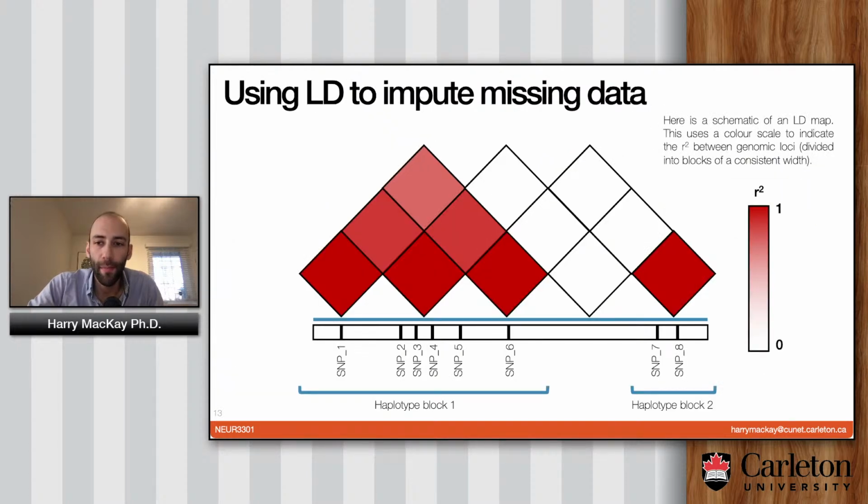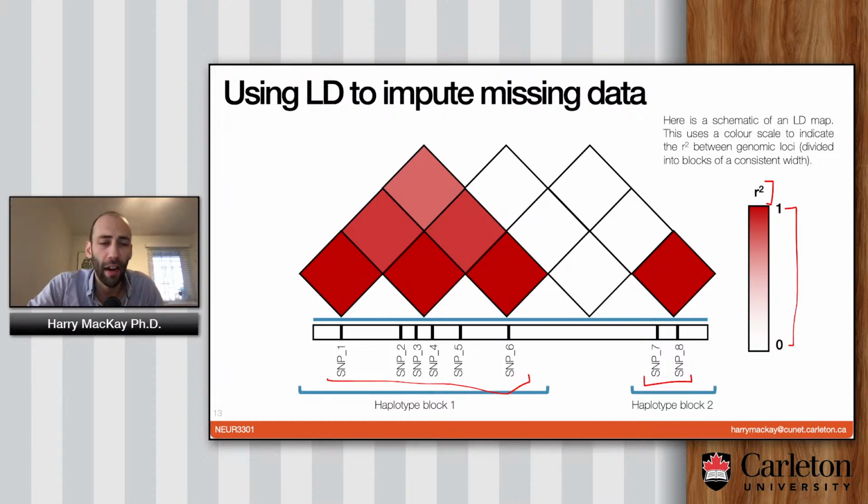So here's a schematic of an LD map, and I've given you a handful of SNPs here, and we have 2 haplotype blocks. One haplotype block only consists of 2 SNPs, of course, and the other one consists of 6 SNPs. So they're right here. The correlation, or the R squared, is given by the color scale. Dark red means that these SNPs are very highly correlated with one another. That is to say, they're in high levels of LD. And white means very low correlation.